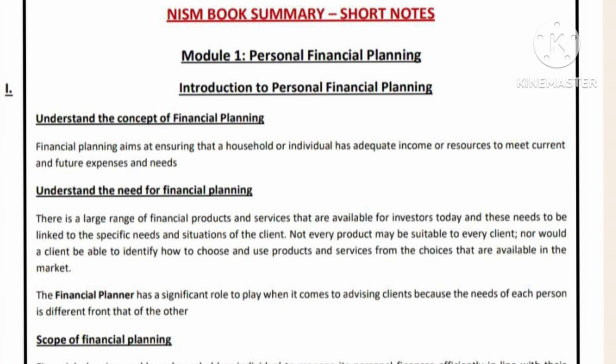So friends, if you want to make a career in the financial industry, you should have at least 3 certifications, like maybe equity derivative or mutual fund, investment advisor or research analyst. Any 3 certifications from these 4.